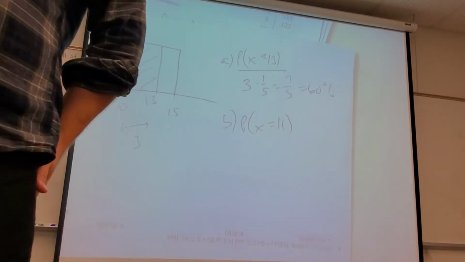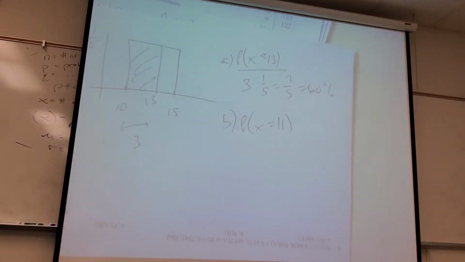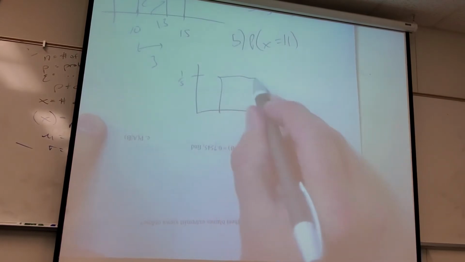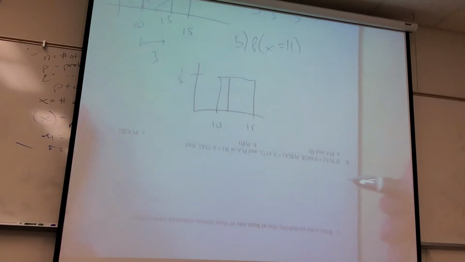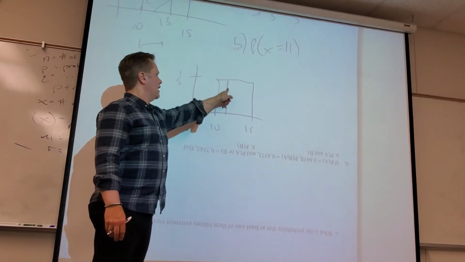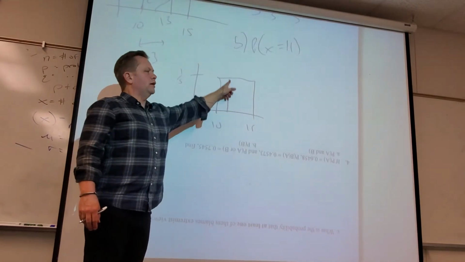This is going to freak you out. Let me draw it over again. Here's 11. What's the area of a line? I didn't say from 10 to 11, did I? It's not this. It's that. So 0. All right. What's the area of a line?